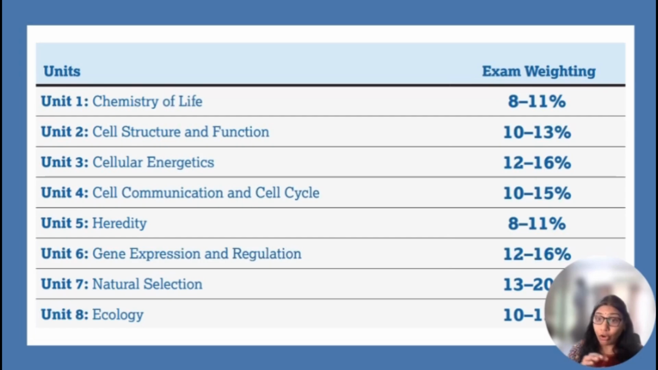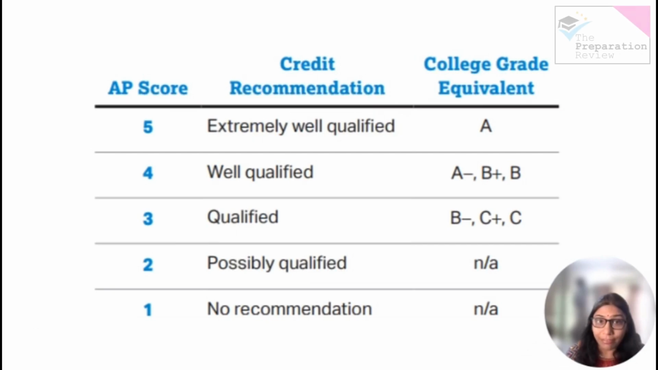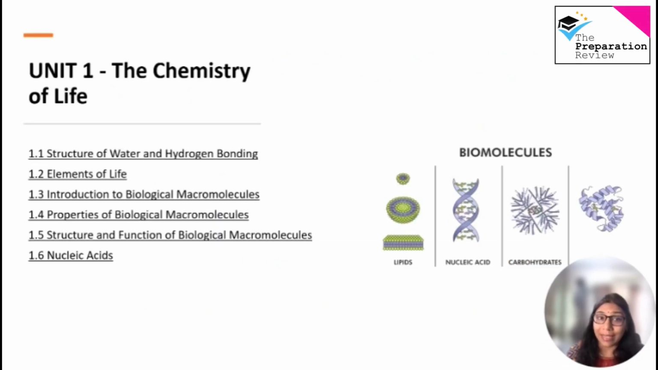There are a total of 8 units that we are going to study in this course. As you can see, the different units have got different weightages, right? The first unit is about the chemistry of life, where we'll be talking about the structure of the water molecule and the structure of the biological macromolecules, something that constitutes all of us, right? So we are going to talk about lipids, carbohydrates, nucleic acids, and proteins, their structure and function, right?